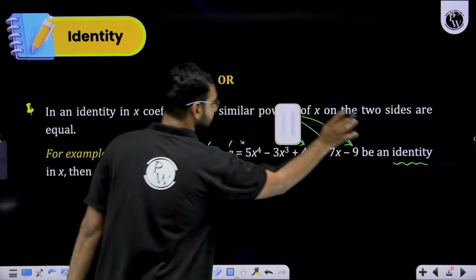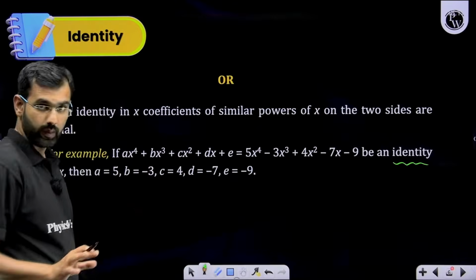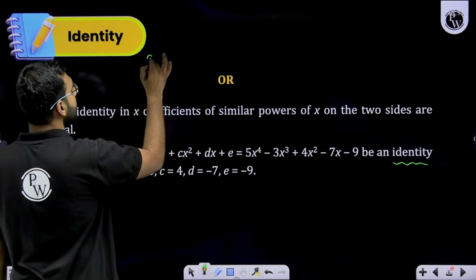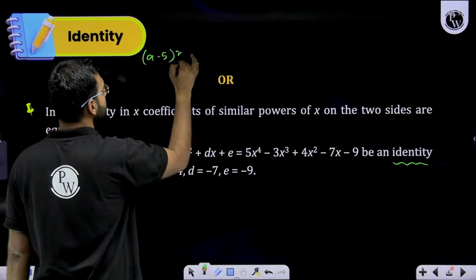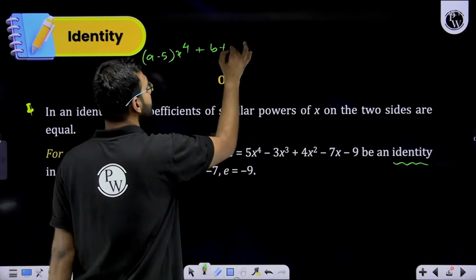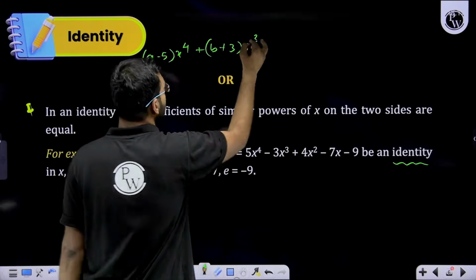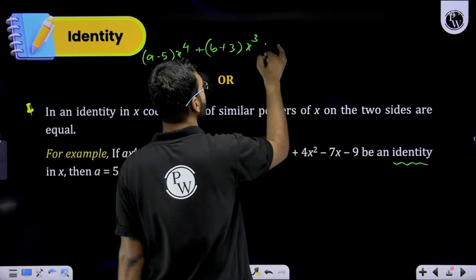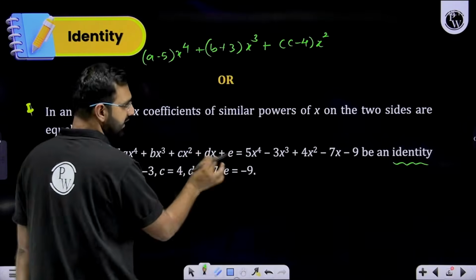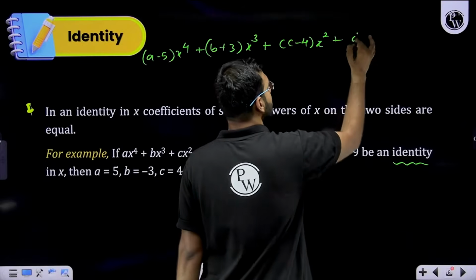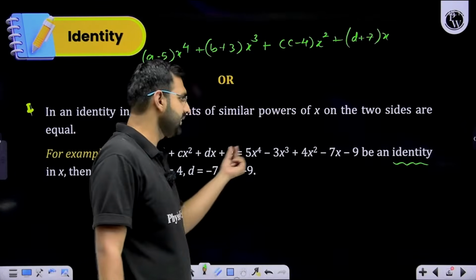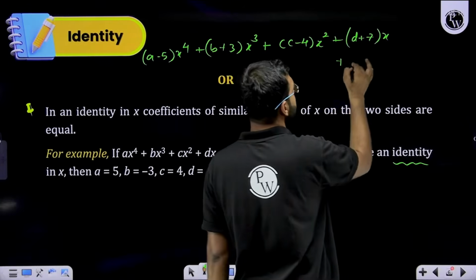Not just that, sometimes you got to do this as well. You take all of this on the left hand side, so it will become A minus 5 times x to the power 4. Then it becomes plus B minus minus 3, that is B plus 3 times x cube. Then it's C minus 4 times x square. Then the term with x, D plus 7 times x, and then the constant term. What is that? The constant term is E plus 9.